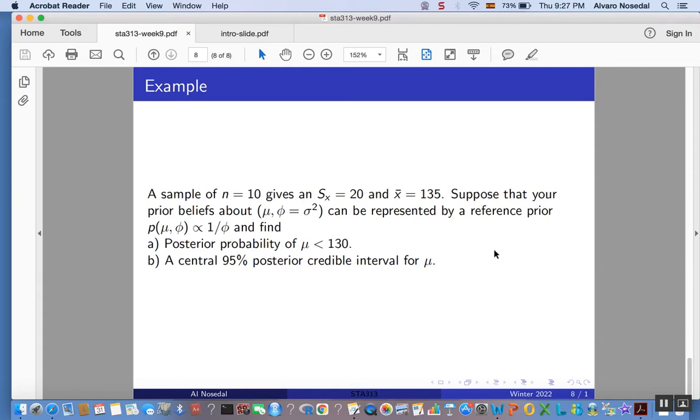The other ingredient besides our priors will be the likelihood. That's the other important ingredient in Bayesian statistics. So in this case, we have data. We have 10 observations, and S sub x represents the sample standard deviation from that sample of size 10. The sample mean is 135, the sample standard deviation is 20, and the sample size is 10.